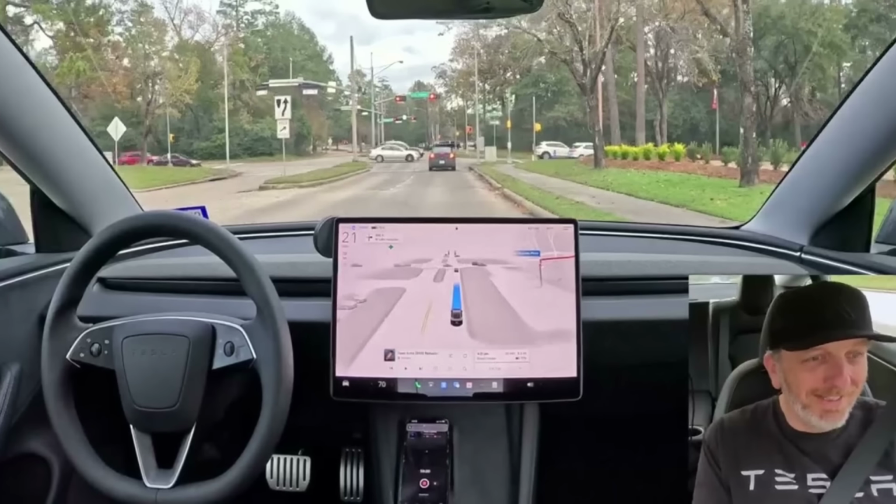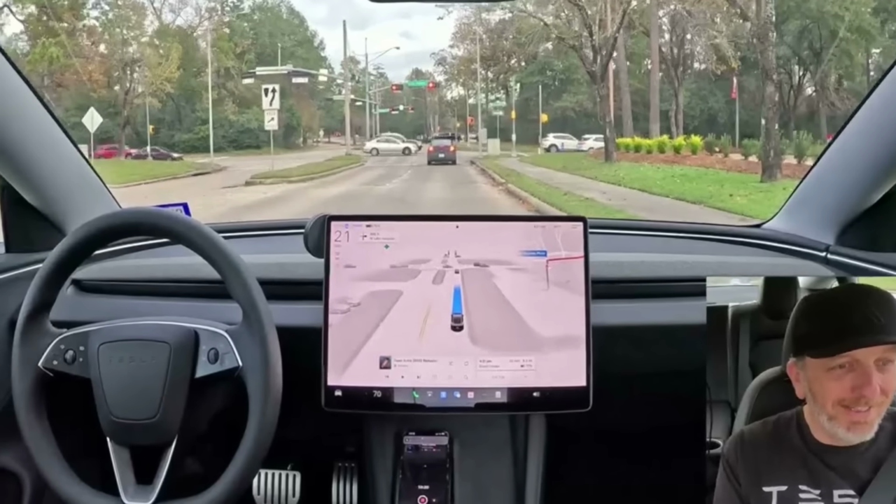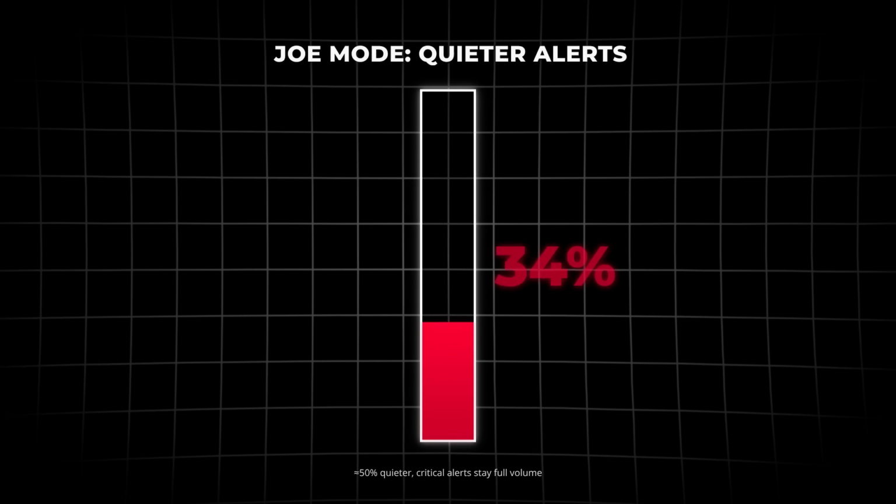Number 2. Joe mode and the key backup tricks that could save you. Joe mode cuts alert sounds by about 50% without compromising safety. It is named after a Tesla owner who asked Elon to reduce the chimes that kept waking his sleeping baby.